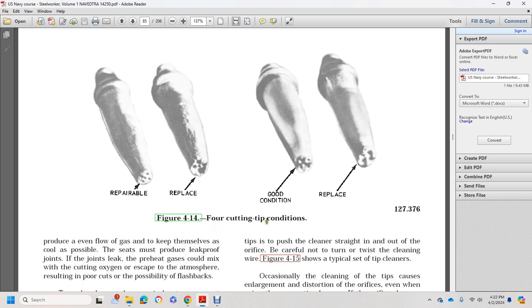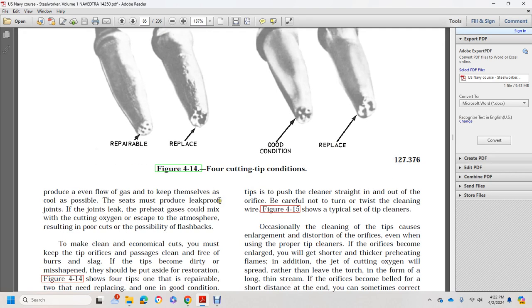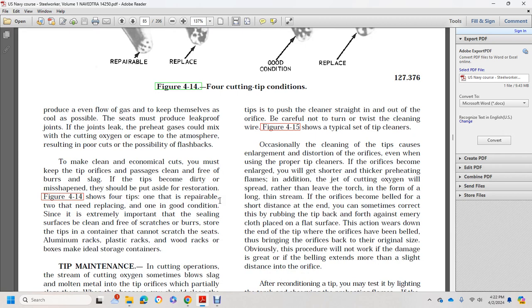Figure 4-14 shows the four cutting tip conditions. It shows repairable, replace, good condition, and replace. To make clean, economical cuts, you must keep the tip orifice clean and free of slag. The tip can become dirty with slag and show the condition aside. The figure shows the four tips: one repairable, two to be replaced, and one in good condition.